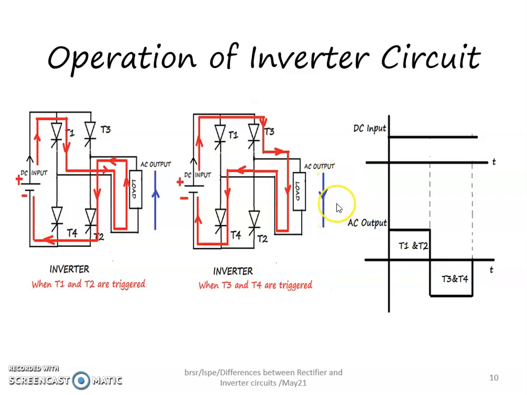So you have a direct current as input, but the output is going to be bidirectional. When T1 and T2 operate, you have the current flow in the load in one direction, and at the other time when T3 and T4 are operated, you get the output in the other direction. So from the DC input you are able to get AC output. This is the operation of an inverter circuit, and this is also single phase. In this lecture I have explained the difference between the rectifier and inverter circuit in single phase.